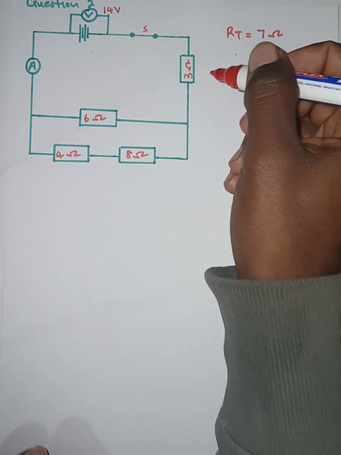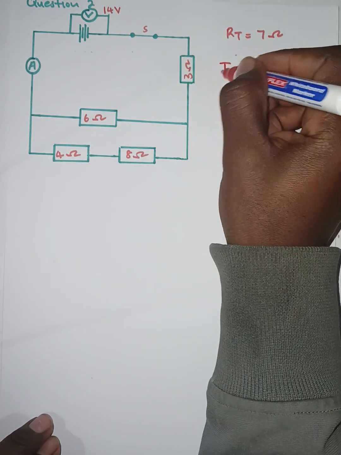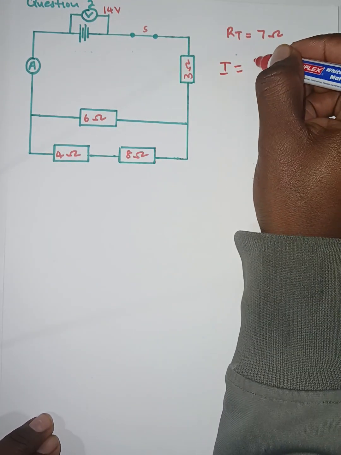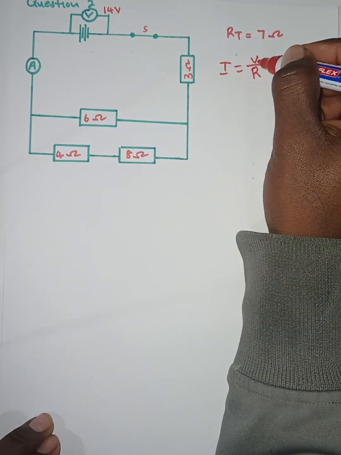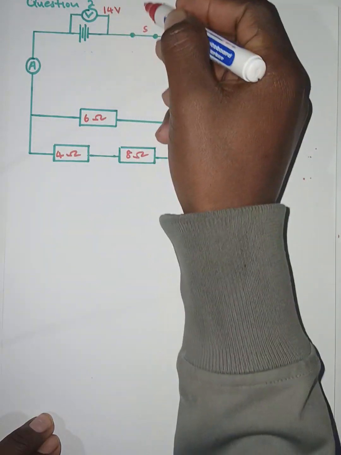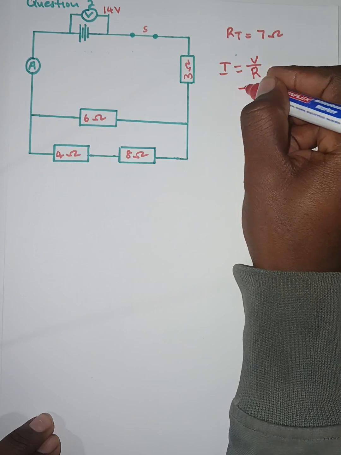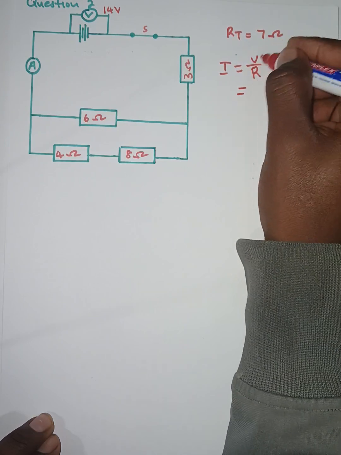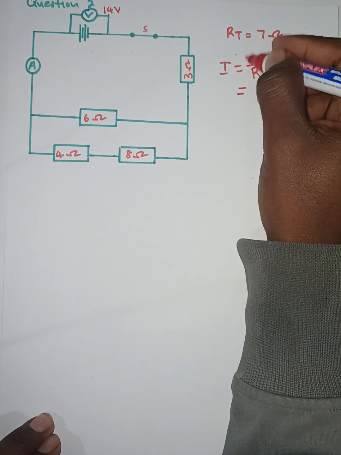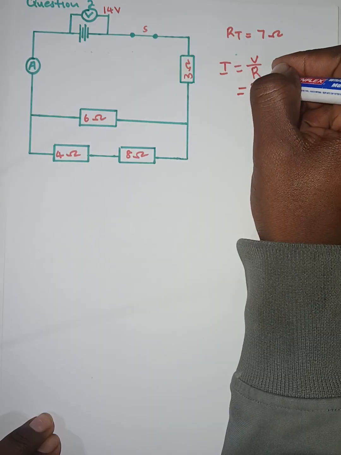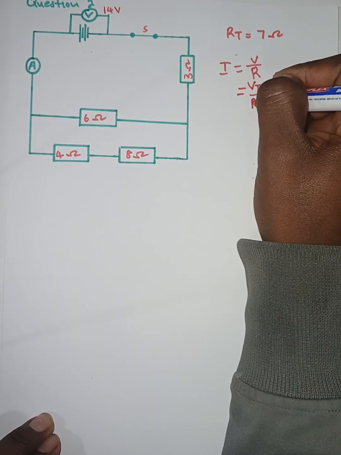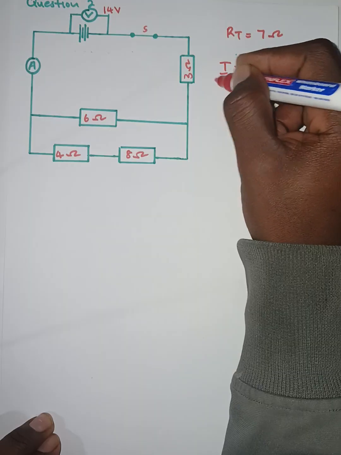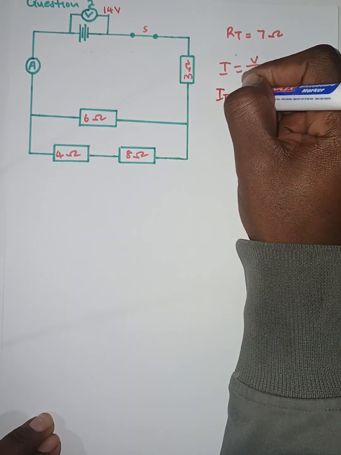So what I'm going to do now to calculate I, I'm going to say I again is equal to V, of course, divided by R. But if we check the information that they gave us, they actually gave us 14 volts, right? Now remember, that's actually V total, the total voltage. So if I'm going to use V total, I must also use R total, right? So that would equal our total current.